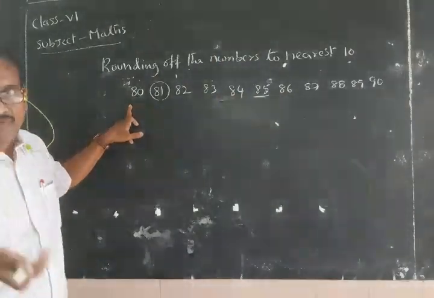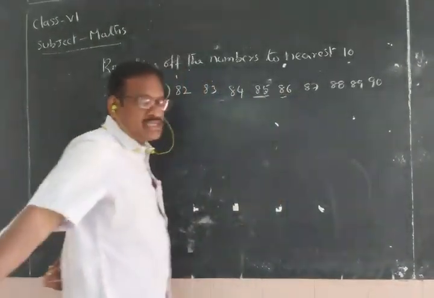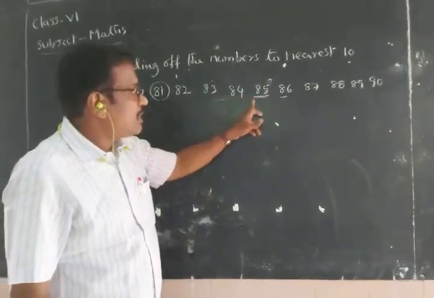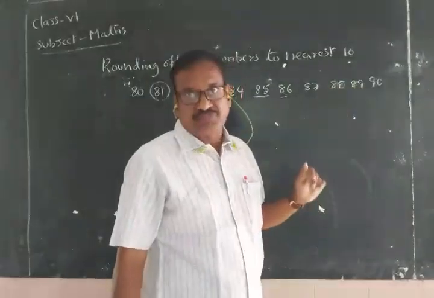So when you take a number, first of all you check the number. Suppose you take 86. What is the nearest one? It is above 85, so 86 is nearest to 90.